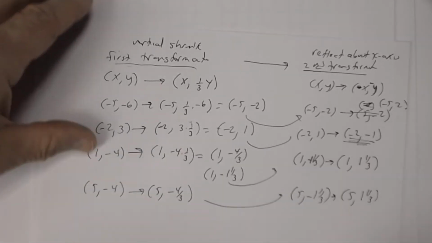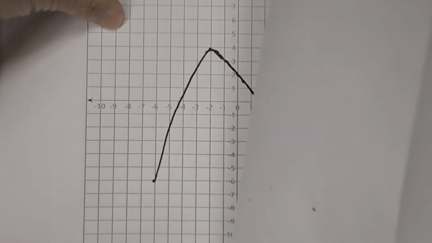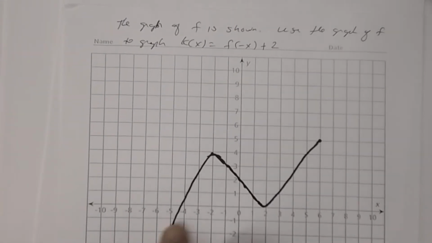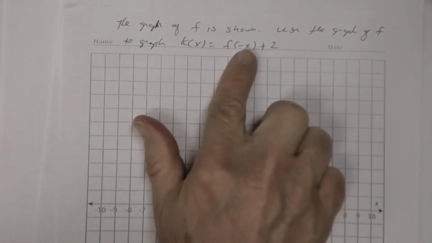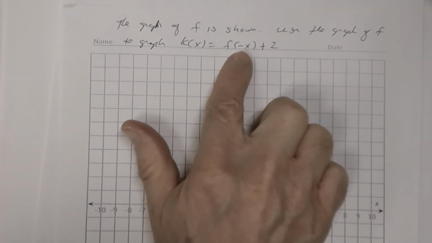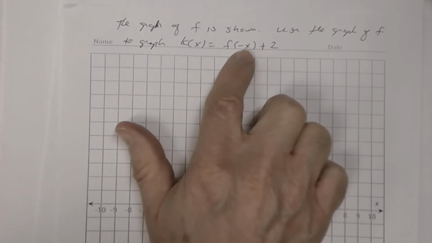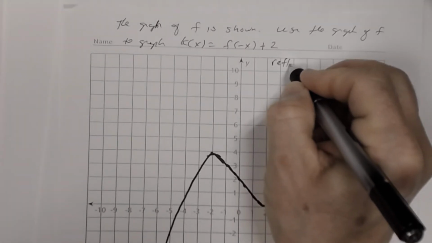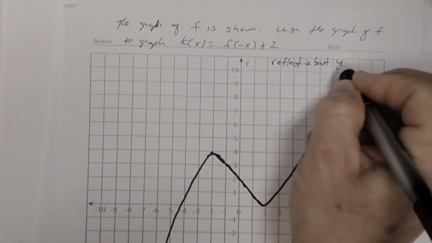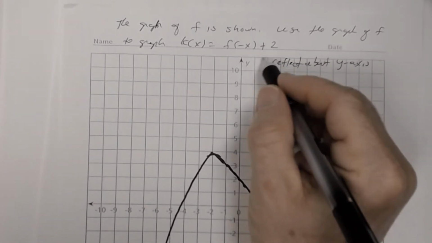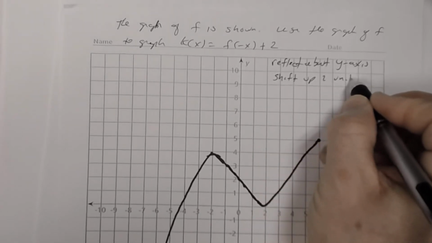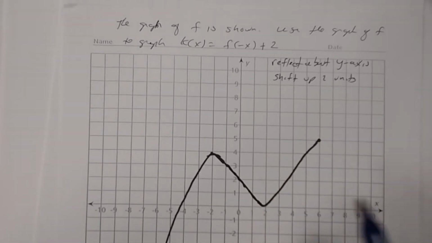Okay, now let's look at number 8. So we have our function f of x. Now remember, there are two transformations. You have the negative on the inside, so that's a reflection about the y-axis. You do that first, and always do the vertical translation last. Then you move up and shift up 2 units. That one's easy to do without even writing things down.